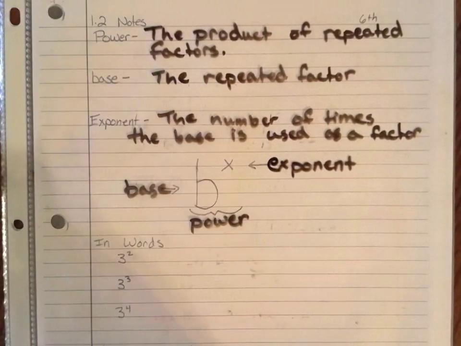So the power is the whole thing. The base would be the bigger fonted number, and then the exponent is the little fonted number, or the number up above. And it's very important to learn how to write a power correctly, because you do not want your power to look like a number. You have to be precise.